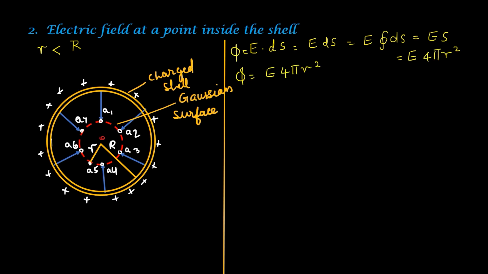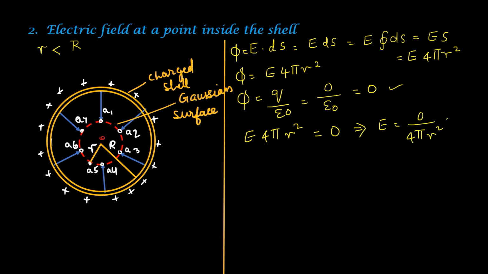Now let us apply Gauss law. Flux is equal to Q by epsilon naught. Q is the charge enclosed by the Gaussian surface. The surface does not enclose any charge. All the charge is outside the surface, that is on the surface of the shell. So Q is equal to 0, so flux is equal to 0. That is one formula. Here you have flux is equal to E 4 pi r square. Equating the two, we get E 4 pi r square is equal to 0, and from this you can write E is equal to 0.